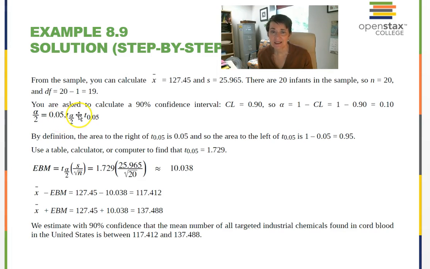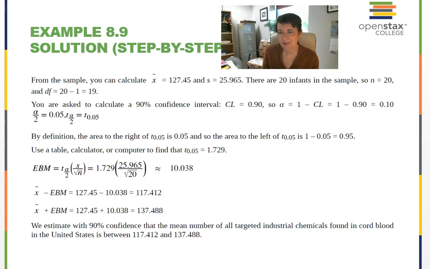Therefore, our t is t 0.05. Okay, we just put that from our calculation right into that. So that's how we write it. By definition, the area to the right of this number is 0.05.